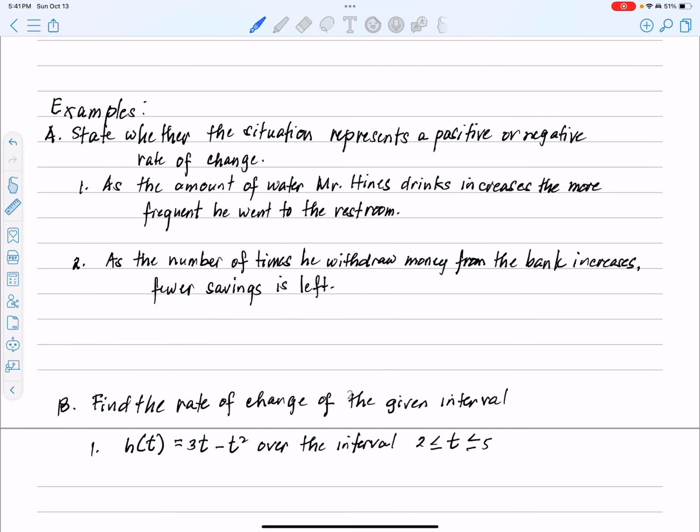So in number 1, as the amount of water Mr. Hines drinks increases, the word that indicates the more frequent he went to the restroom. We don't see the word increase, but we see the word more. That means when it's more, it increases. So both are increasing. This is a positive rate of change.